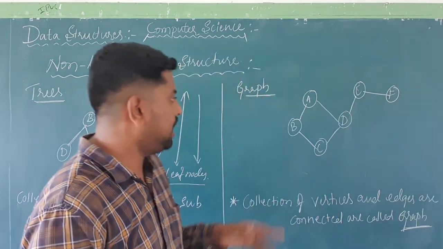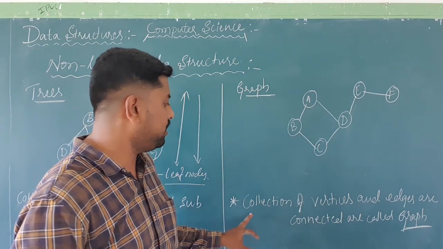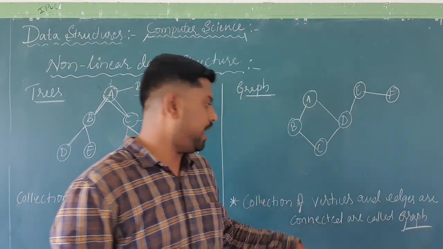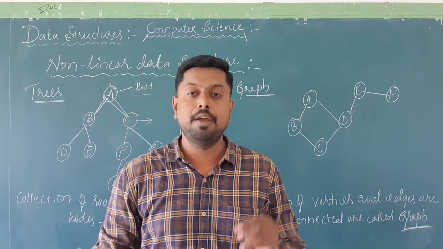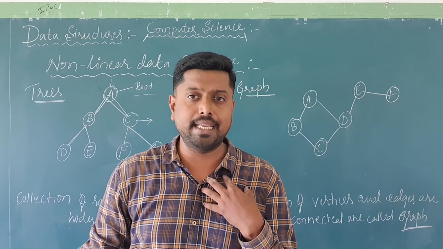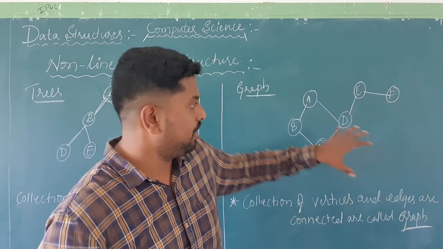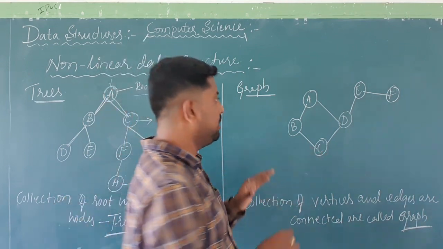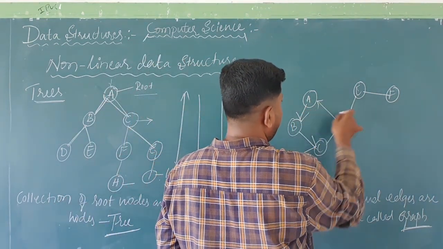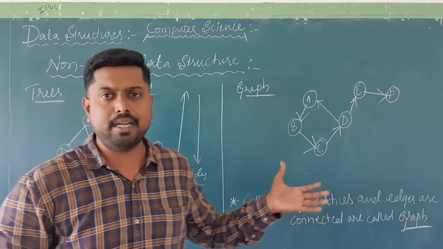Like that, another and last data structure is the graph. A graph is also a collection of edges and vertices. Vertices and edges are connected, and that is what we call a graph. But dear students, one thing you remember: in the graph we have two categories. One is the directed graph, the second is the undirected graph. This graph is undirected. The same diagram, if we show the movement flow, becomes a directed graph.